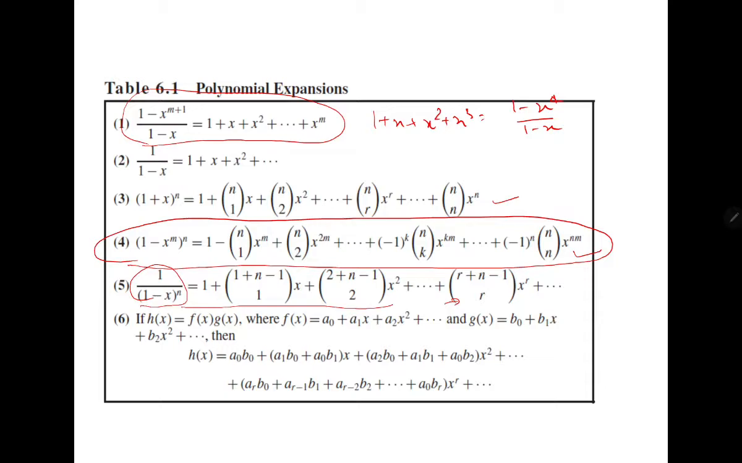And the sixth one says that if there are two generating functions, their multiplication would be the same as the multiplication of two polynomials. Therefore, if f and g are these, then the coefficient of x square would look like a2 b0 plus a1 b1 plus a0 b2. So here it is contributing x square, here it is contributing x times x, and here it is 1 and x square.